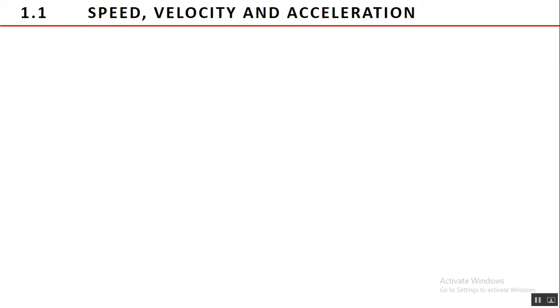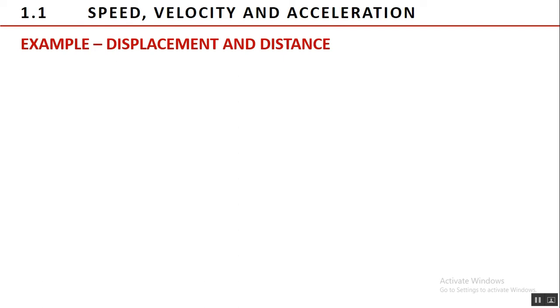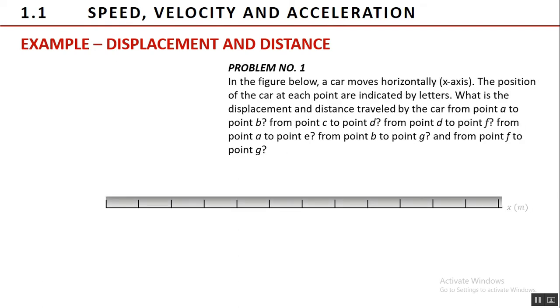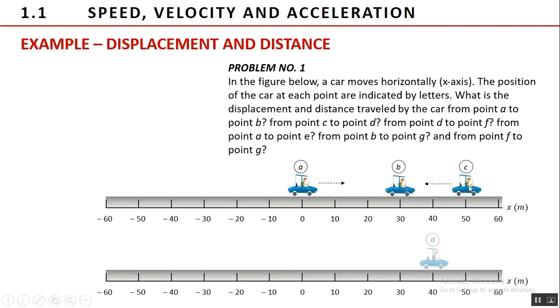Now let us do some problem solving about displacement and distance. Problem number 1. In the figure below, a car moves horizontally, that is along the x-axis. The positions of the car at each point are indicated by letters. What is the displacement and distance traveled by the car from point A to point B?